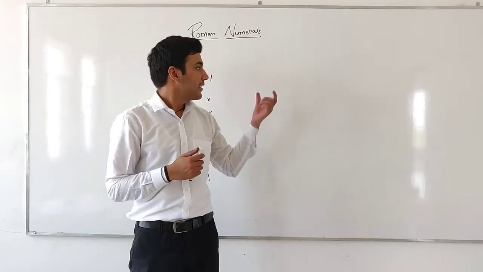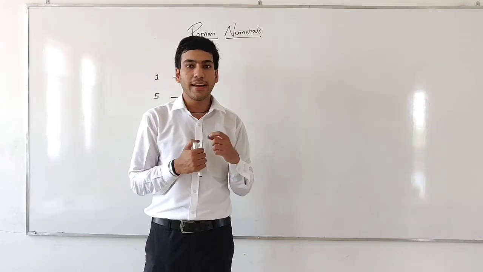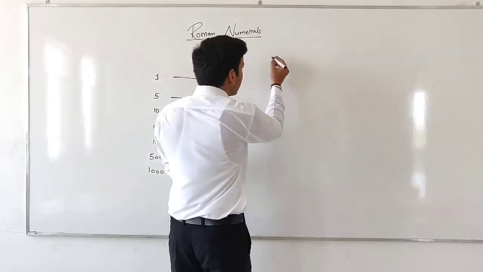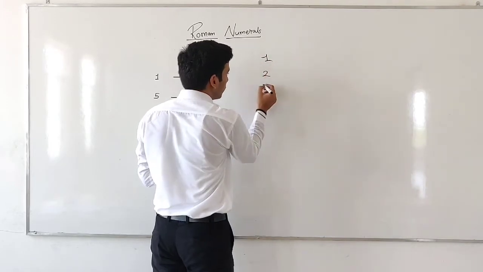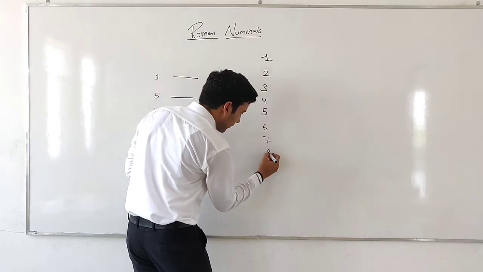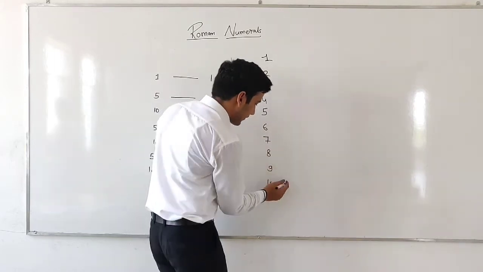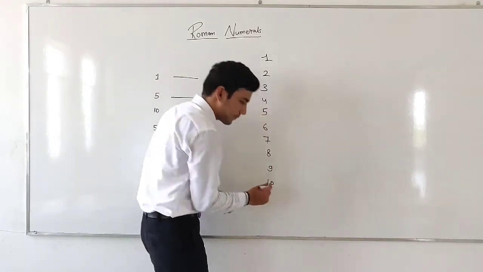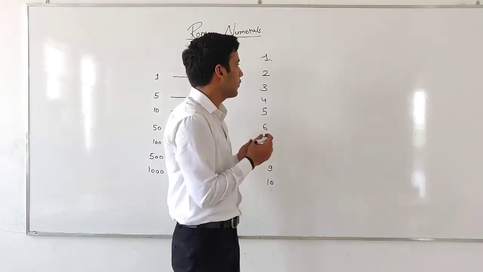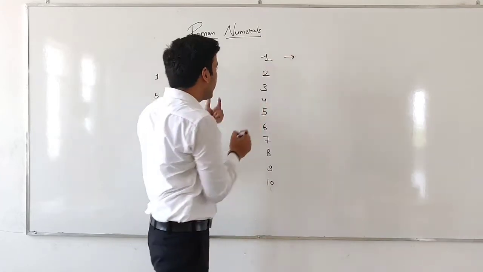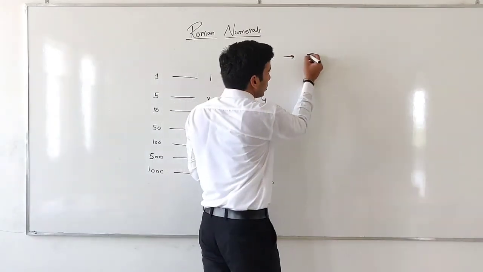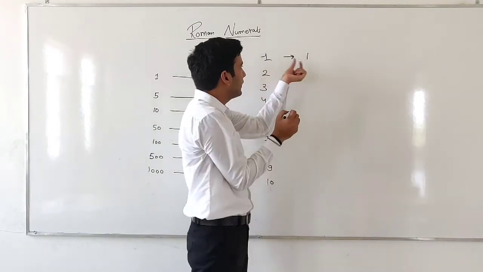Okay students, now we'll learn how to write numbers from 1 to 10 in Roman form. That is 1, 2, 3, 4, 5, 6, 7, 8, 9 and 10. So how to write these numbers in Roman form? We know that 1 is represented as I. So I is for 1.